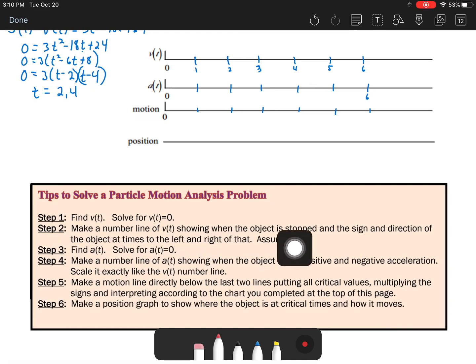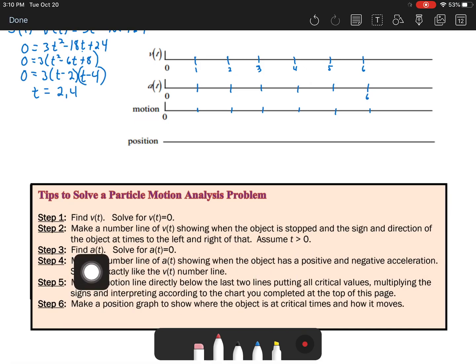Make a number line of v of t showing where the object has stopped, and then the sign and direction of the object at times to the left and to the right of that. So we want to know, was it moving left or moving right on either side of where it stopped? And assume that you're just working with positive times. We're not going to work with negative times.